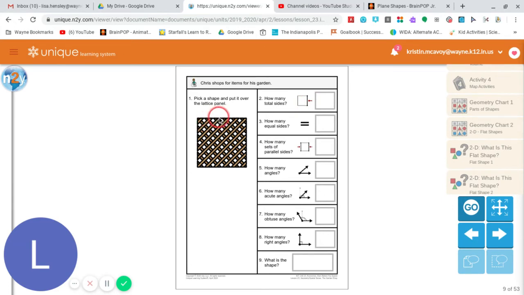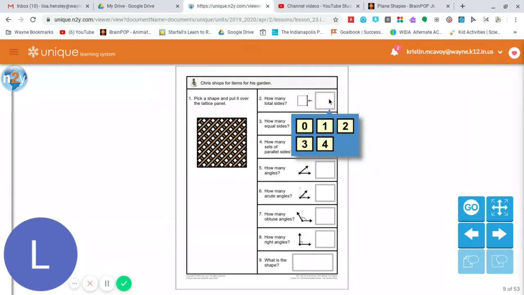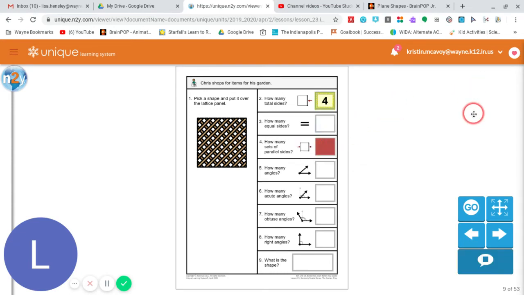Let's count. 1, 2, 3, 4. So here, which number is 4? How many sides are there in this shape? 4. Great job.